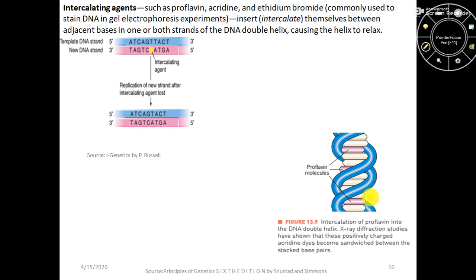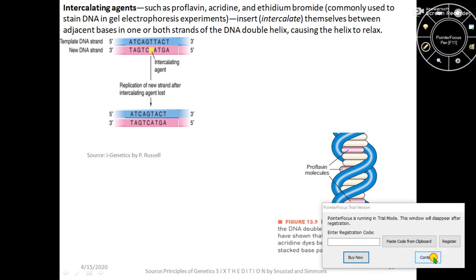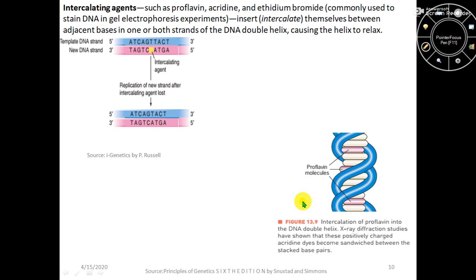Some intercalating agents bind in the major groove or minor groove and cause DNA mutation, such as proflavin, acridine, and ethidium bromide. Between the adjacent bases, it binds and causes mutation. That is an intercalating agent. Generally, intercalating agents are used in the laboratory, in electrophoresis experiments, etc.